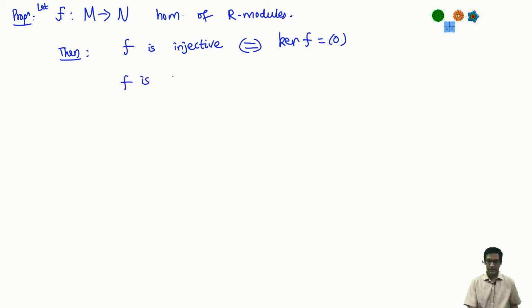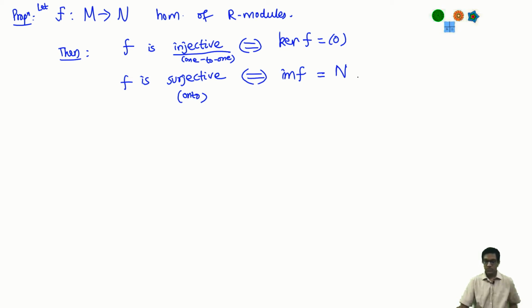Similarly, f is surjective, which means it's an onto map. So injective is the same as saying it's a one-to-one map. Surjective just says it's an onto map. This is if and only if the image is the whole space N. Okay, and again I'm going to leave this as an exercise, it follows just from the definitions more or less. And again you've seen this in the context of groups already.